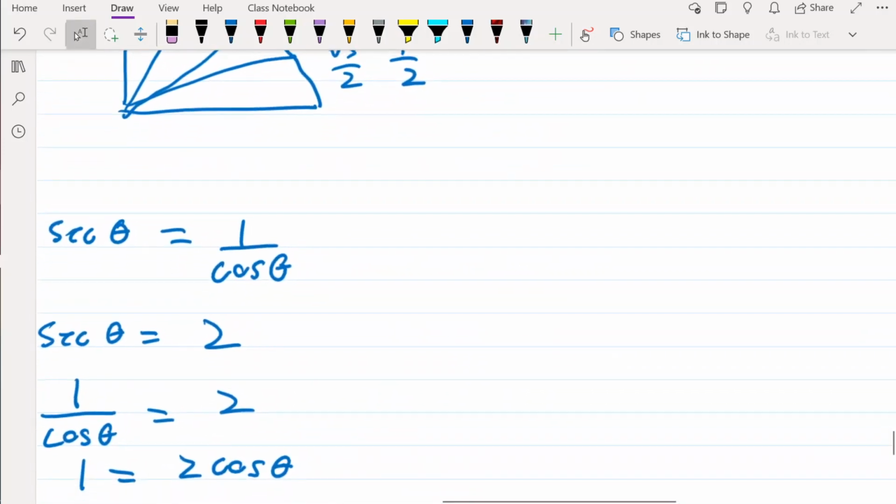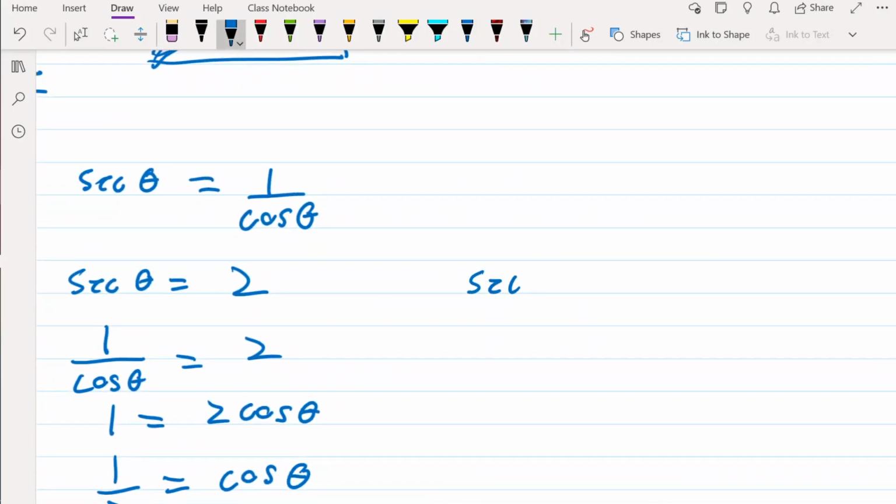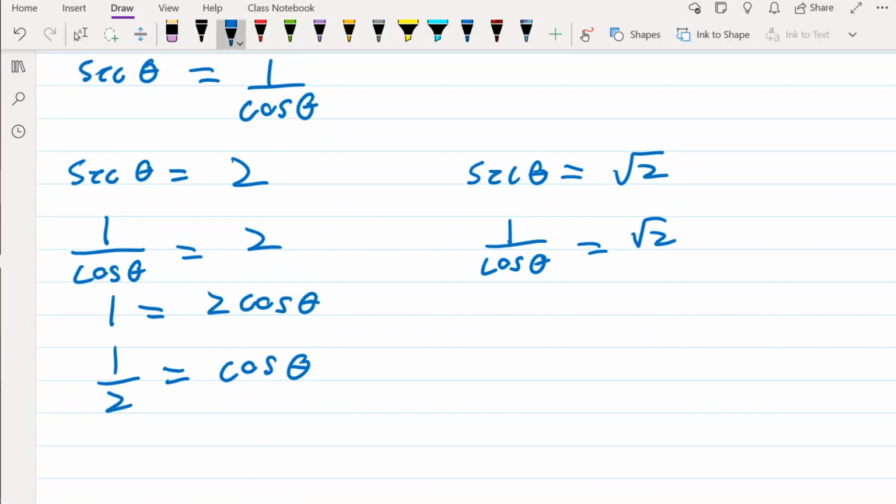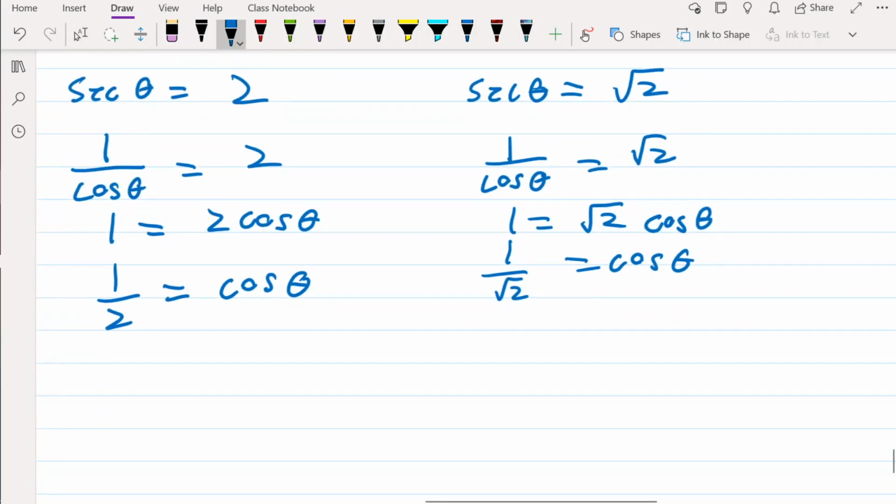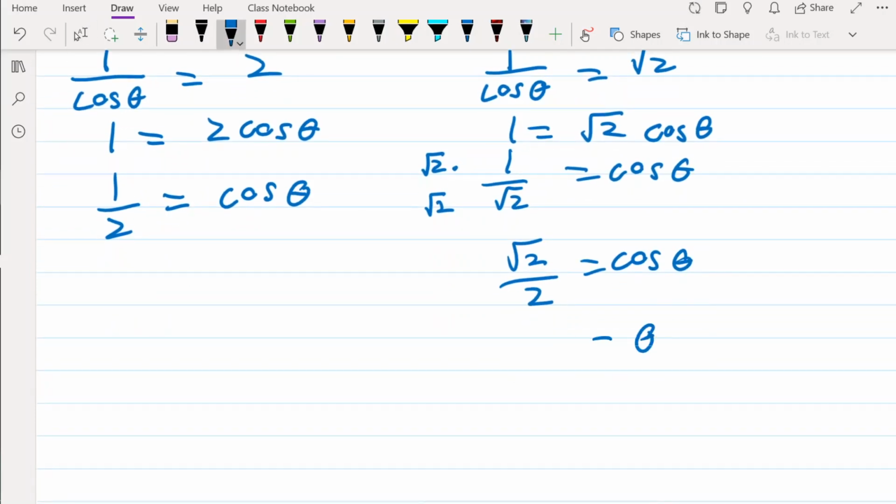And then let's say we have instead the other scenario in which secant theta equals root 2. Well, that will be equal to 1 over cosine theta equals root 2. Multiply the cosine of theta over, so that was 1 equals root 2 cosine theta. And that'll be 1 over root 2 equals cosine theta. For this, we then need to multiply by root 2 on the top and bottom, which will give us root 2 over 2 equals cosine theta, and therefore theta equals pi over 4.